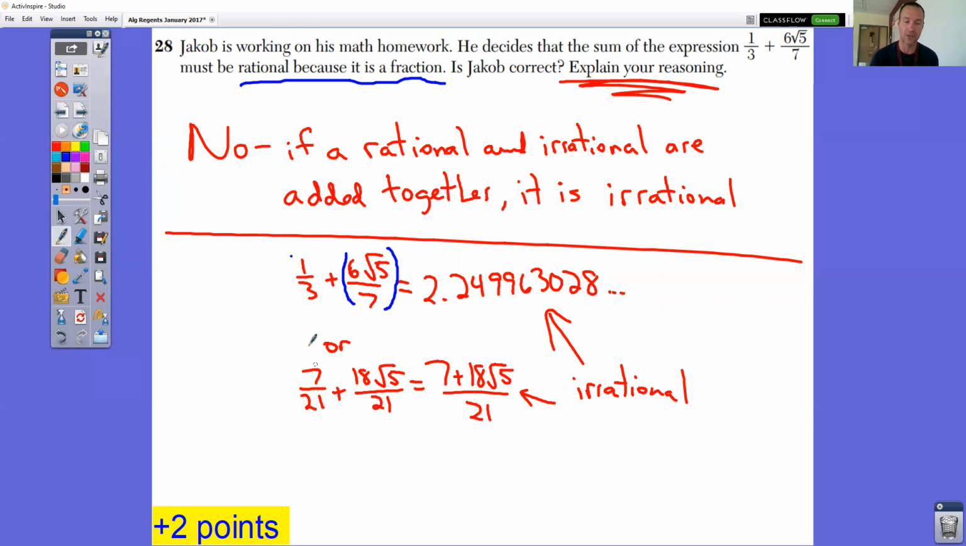We could go through and make common denominators. This is a different way to do it. If we multiply by 7 over 7 and multiply by 3 over 3 to make common denominators of 21, we would get 7 plus 18 radical 5 over 21. Radical 5 right here is an irrational number, so it has to be irrational. You could have also just said no. If a rational, which 1/3 is, and an irrational, which because of the radical 5, that's irrational, are added together, it is irrational. Anytime that you're adding an irrational number into it, your answer is going to be irrational every time.